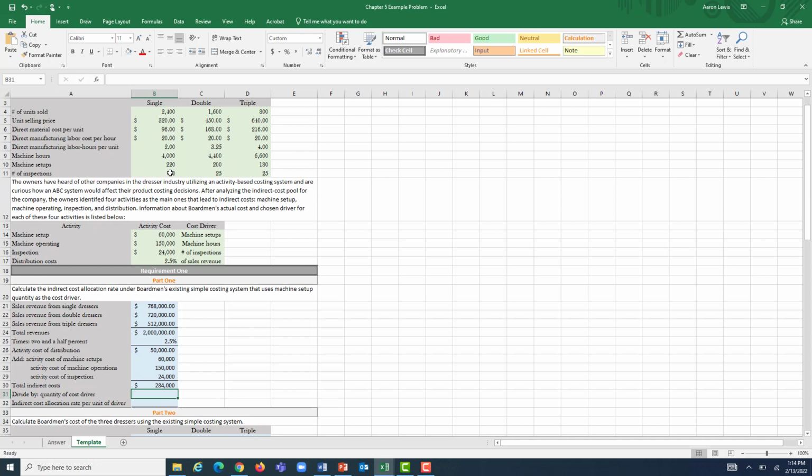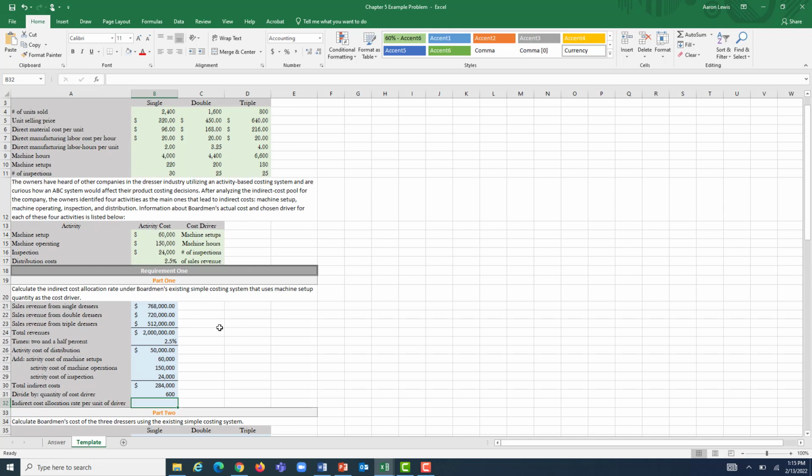We think that it's going to take 220 setups for the singles, 200 for the doubles, and 180 for the triples. So if we add those 3 numbers together, or if you will, find the sum of these 3 numbers, that means that in total, they're going to perform 600 setups during the period.